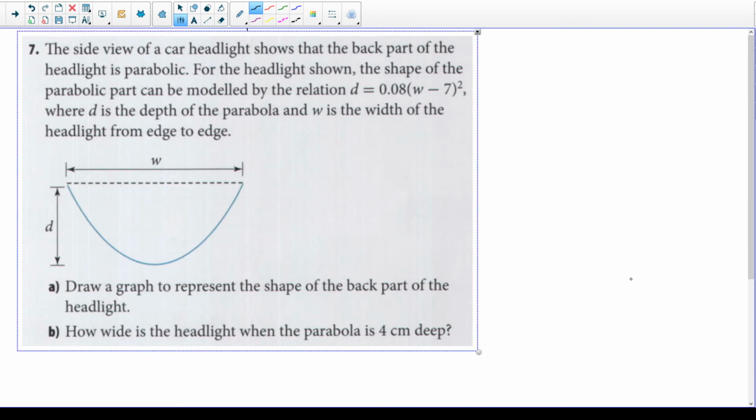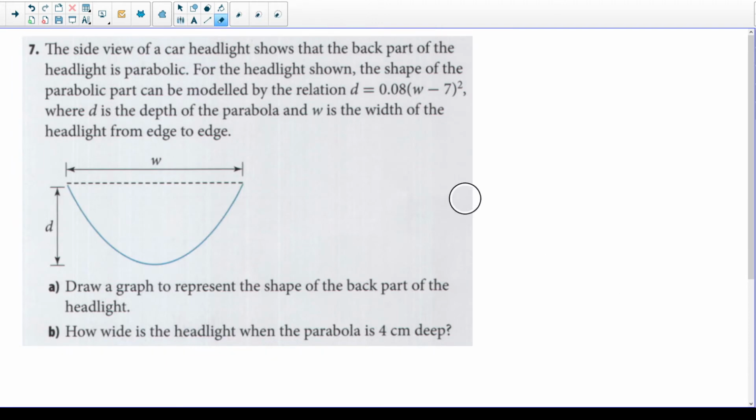Which brings us to the last question, number 7. The side view of a car headlight shows that the back part of the headlight is parabolic. For the headlight shown, the shape of the parabolic part can be modeled by the relation d is equal to 0.08 times (w minus 7) squared, where d is the depth, so this length here is the depth, and w is the width of the headlight from edge to edge.